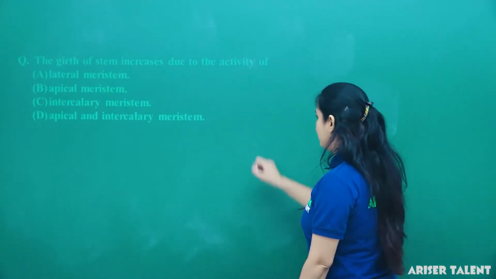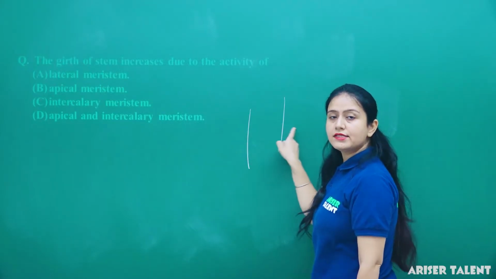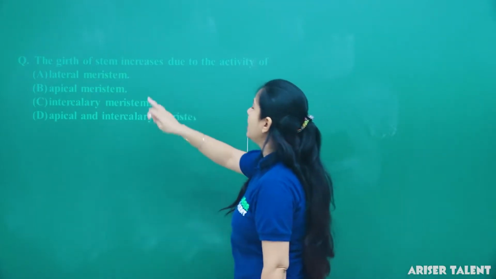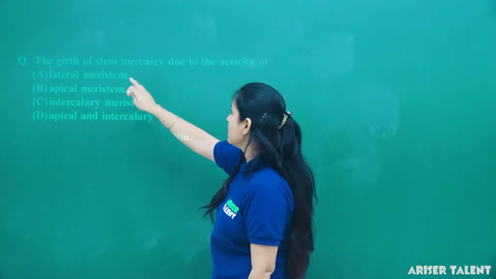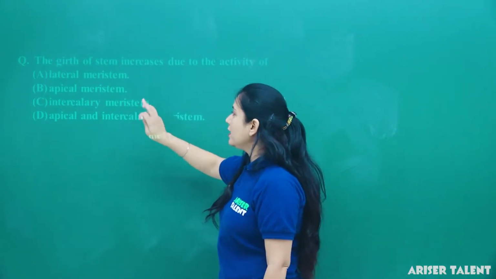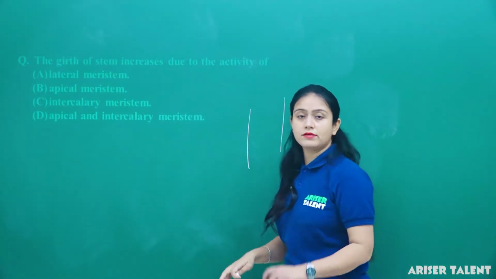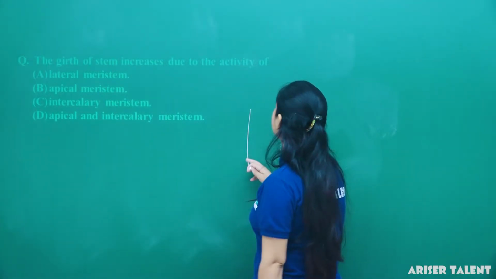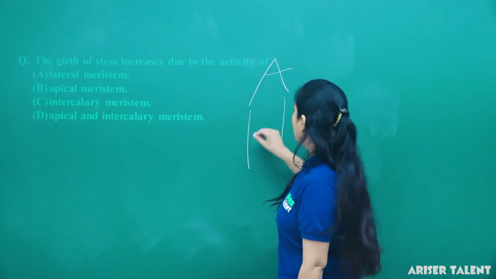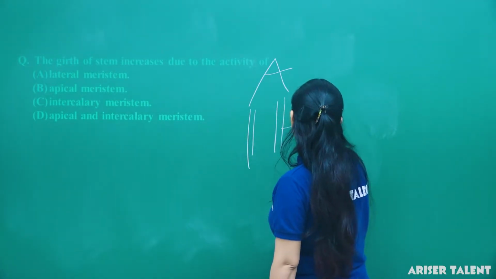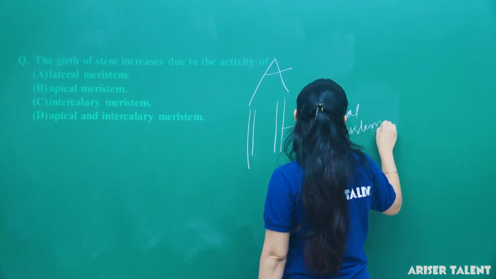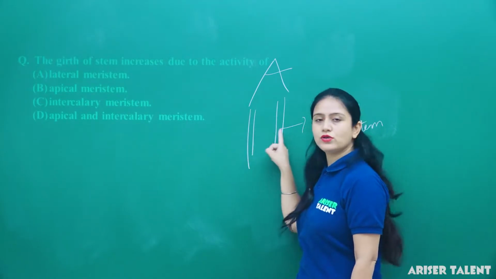The girth of the stem. Girth means it will increase in diameter, in width. So the girth of the stem increases due to the activity of what? Lateral meristem, apical meristem, intercalary meristem, or apical and intercalary meristem. When we studied plant tissues, we studied that apical meristem is present at the tip and helps to increase the length, and lateral meristem is present in the stem, which helps to increase the girth.